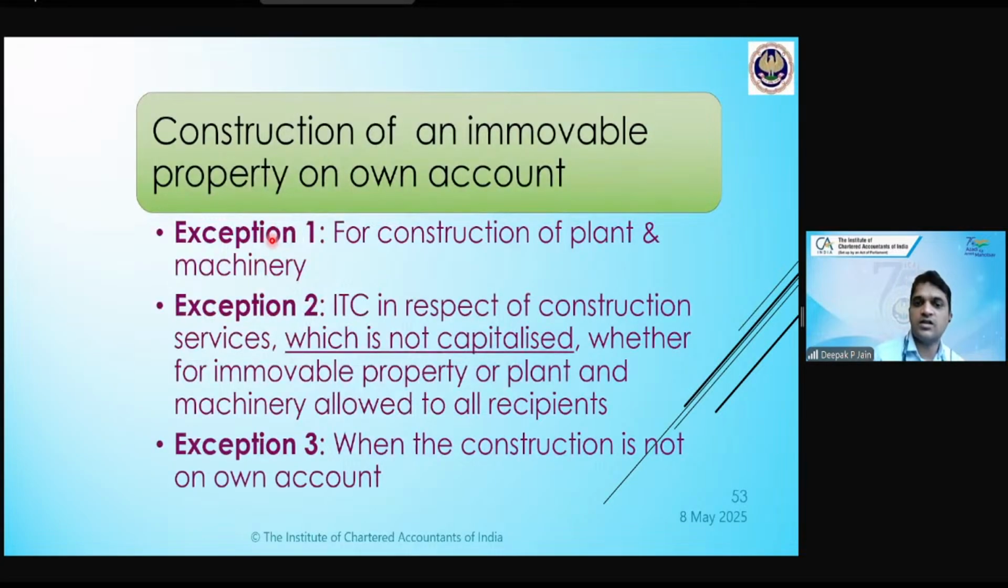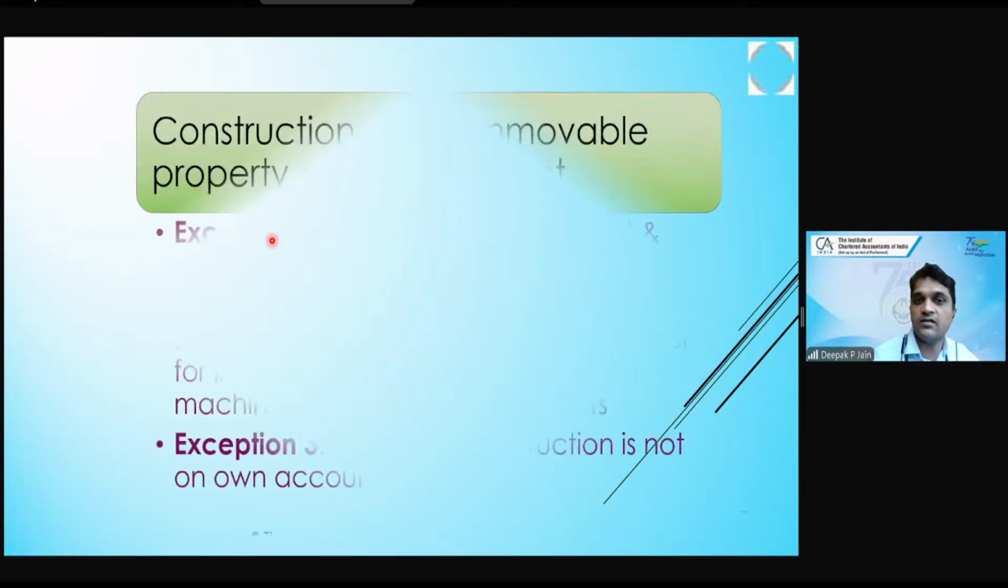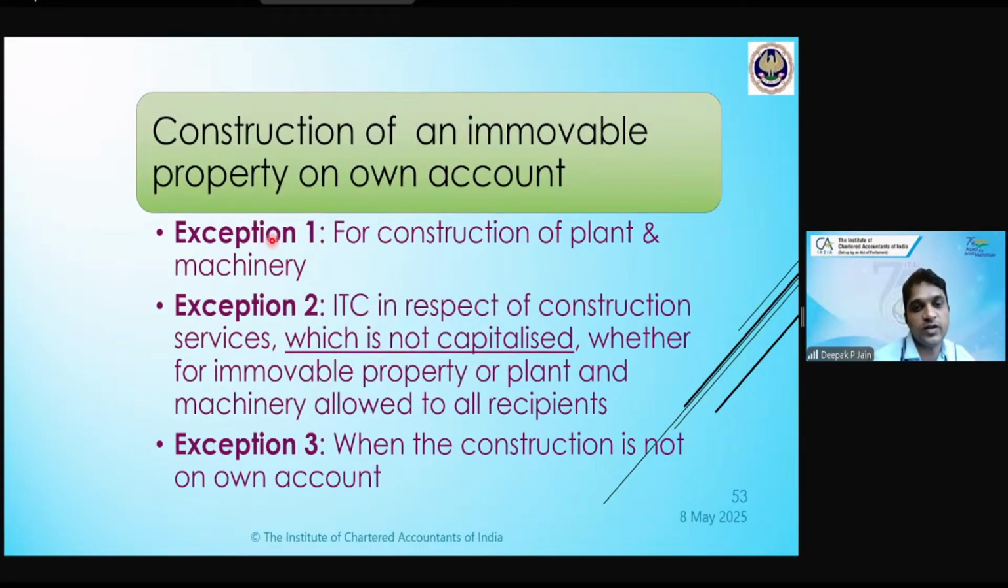Now, this construction of immovable property, you have not involved a works contract. You said, okay, works contract, block that. So what I'll do is I'll not involve a works contract. I will construct it by myself. I will buy the materials. I will buy the steel. I buy the cement, and I will put a laborer and do it. Still, you will not get credit on that either.